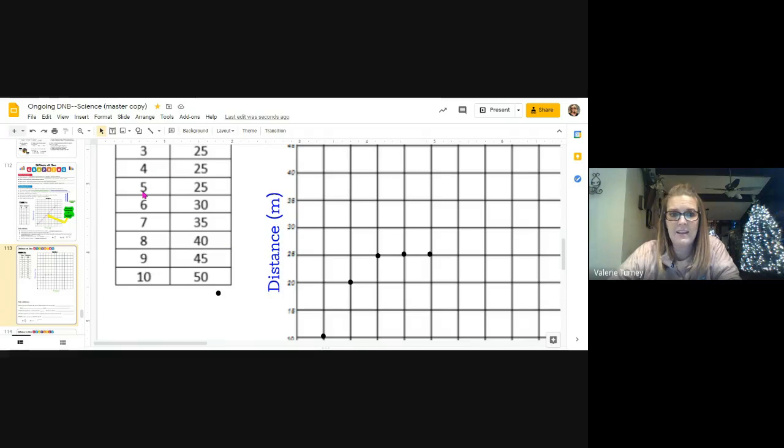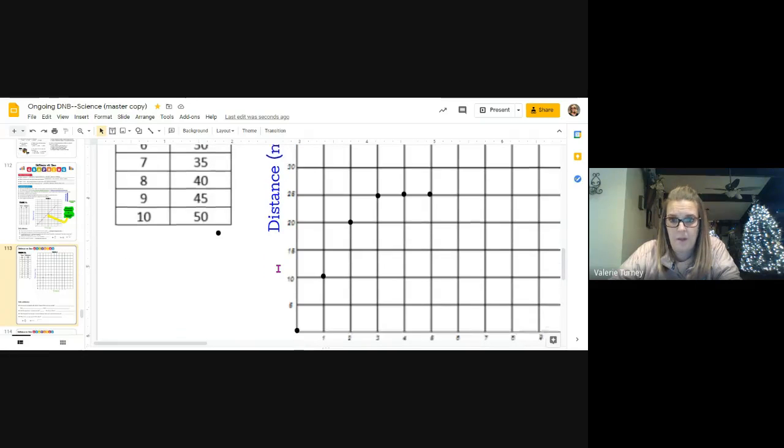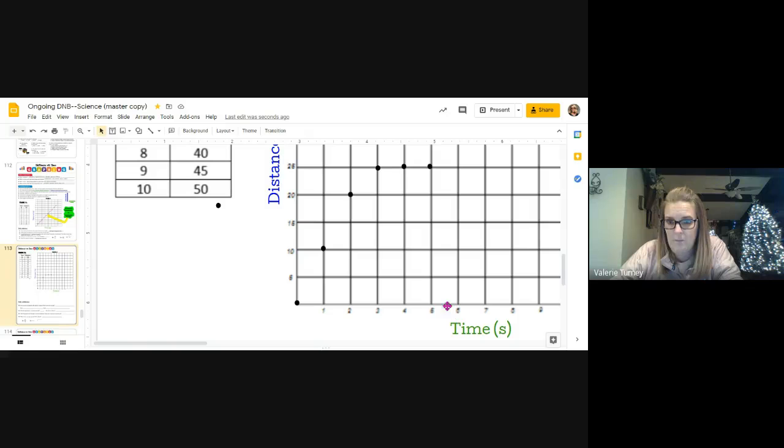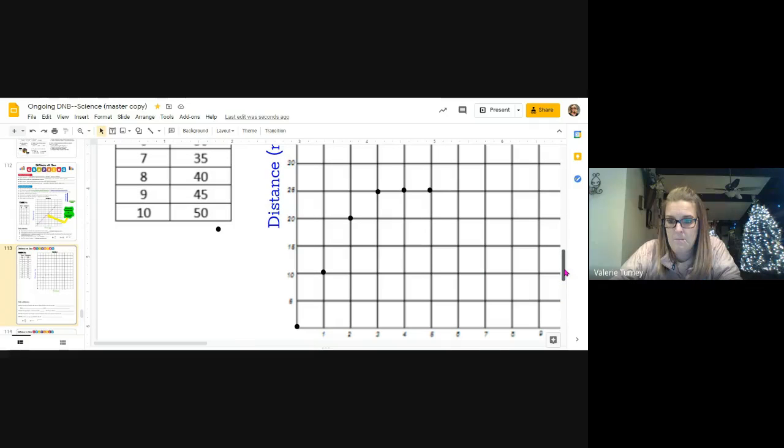At 5 seconds, they were at 25. We already did that one. At 6 seconds, they were at 30 meters. All right, now there we go. So at 6 seconds, which is right here, they were at 30 meters. So 6 seconds, 30 meters is right there, followed across. All right. At 7 seconds, they were at 35 meters.